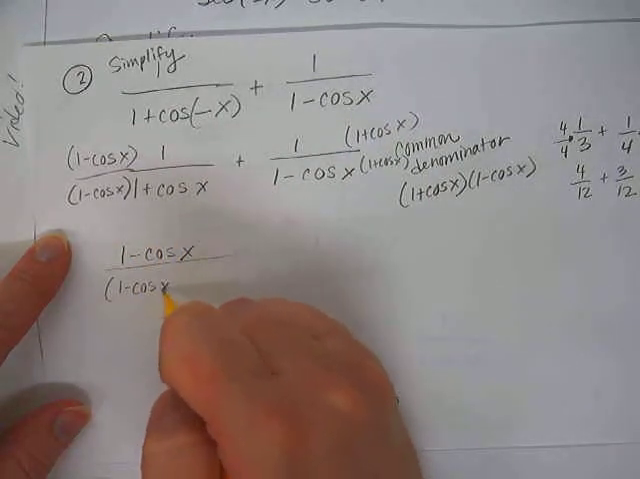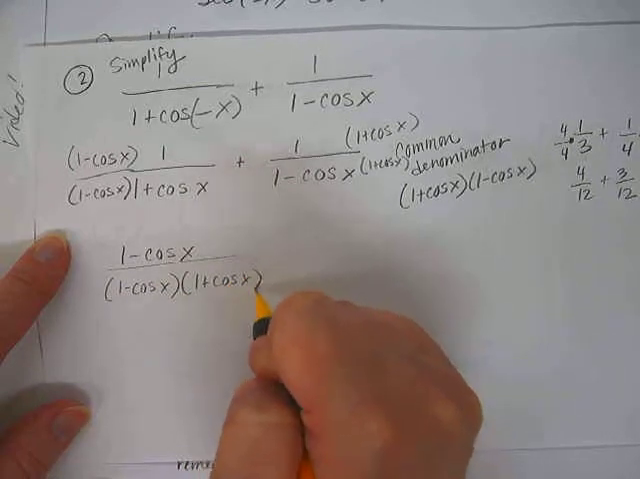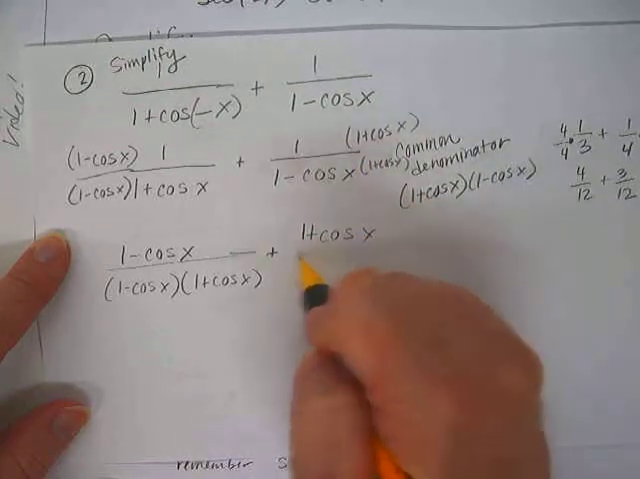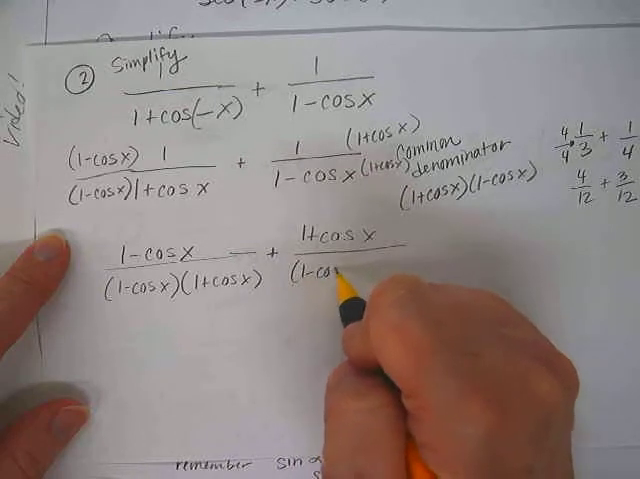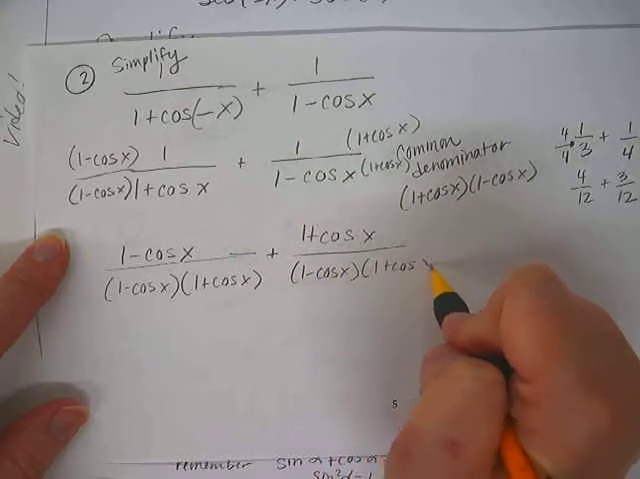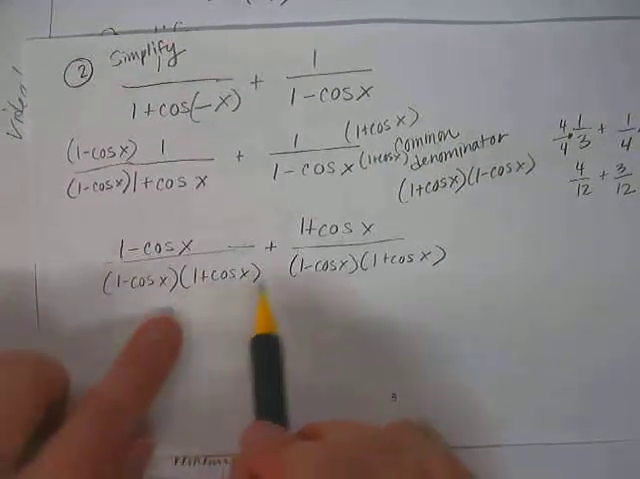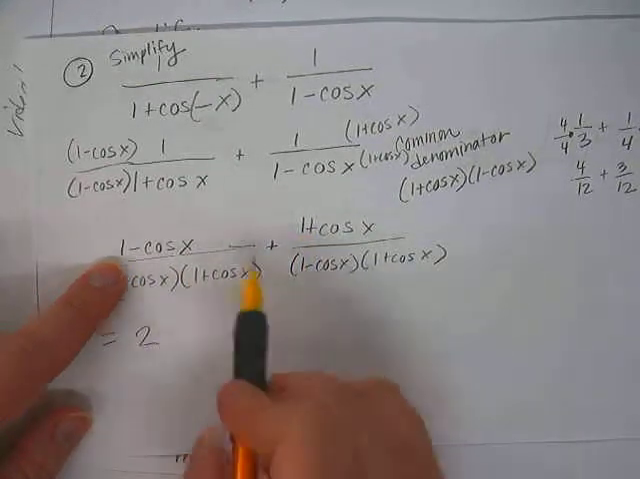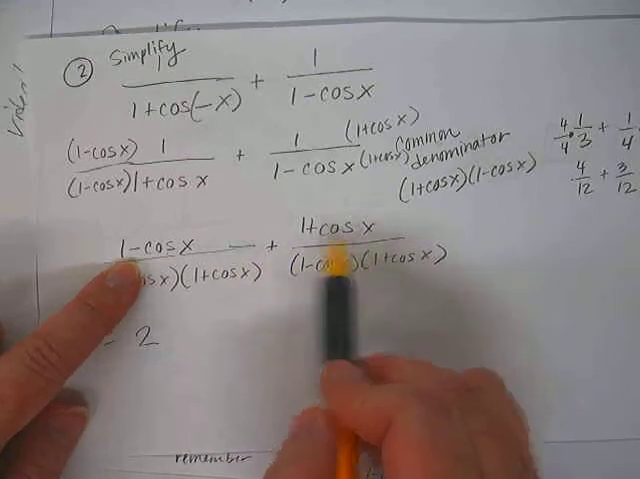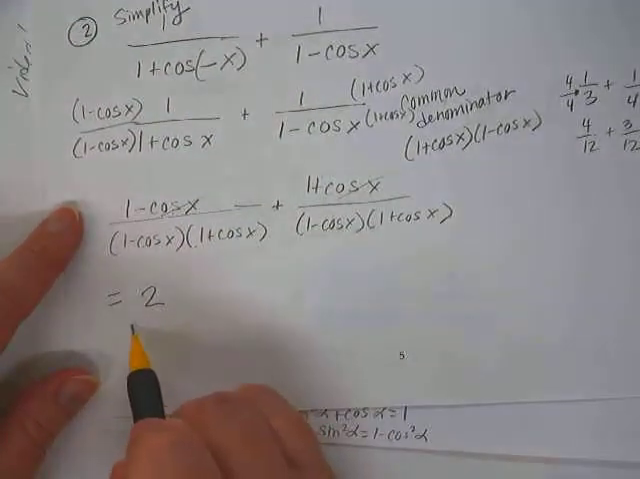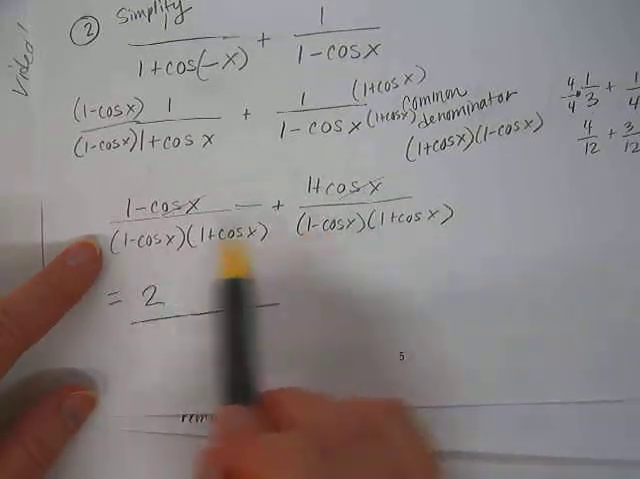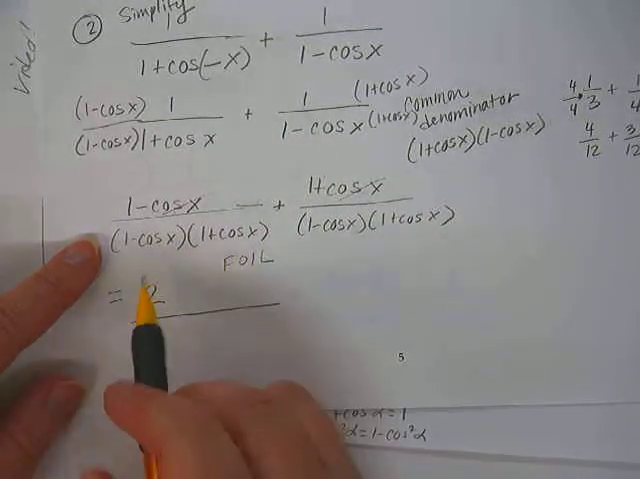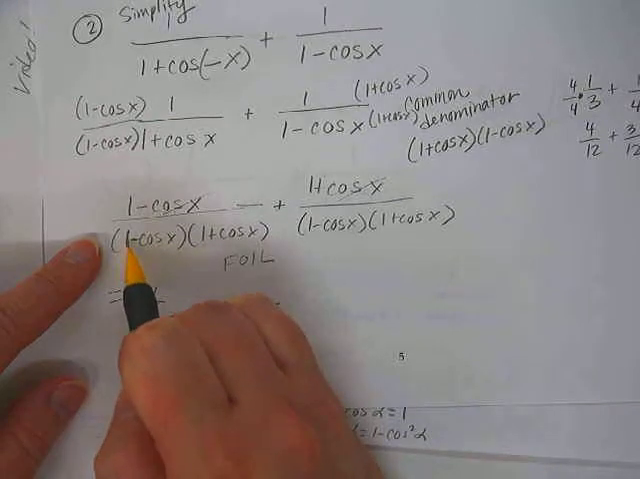Let's write that out. So 1 minus cosine x times 1 is 1 minus cosine x. And that'll be over (1 minus cosine x)(1 plus cosine x). Then we will add that to 1 times (1 plus cosine x) over (1 minus cosine x) times (1 plus cosine x). Okay, now we just start simplifying. Since we have the same denominator, we can add the numerators together. So 1 plus 1 is 2. But negative cosine x plus a positive cosine x cancels out, and all we're left with on the top is 2.